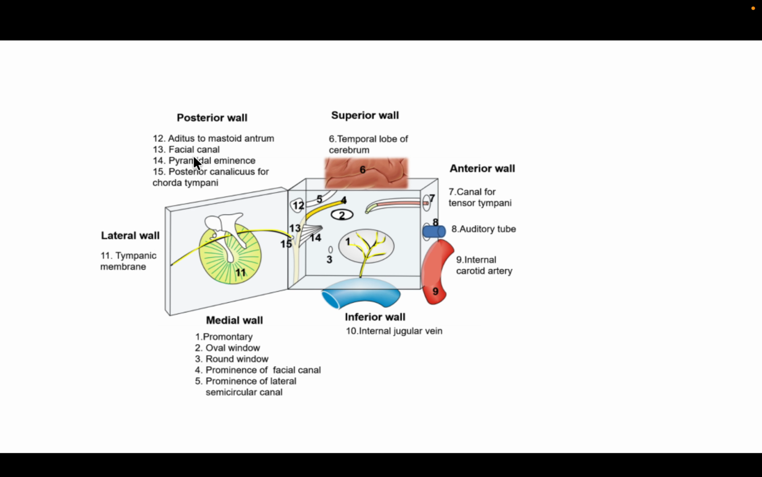And in the posterior wall, these are the structures: the aditus to the mastoid antrum, facial canal, vertical part of the facial canal, then the pyramidal eminence, then the posterior canaliculus for the chorda tympani canal. So this is the diagram showing the various walls and the structures visible in the different walls of the middle ear.